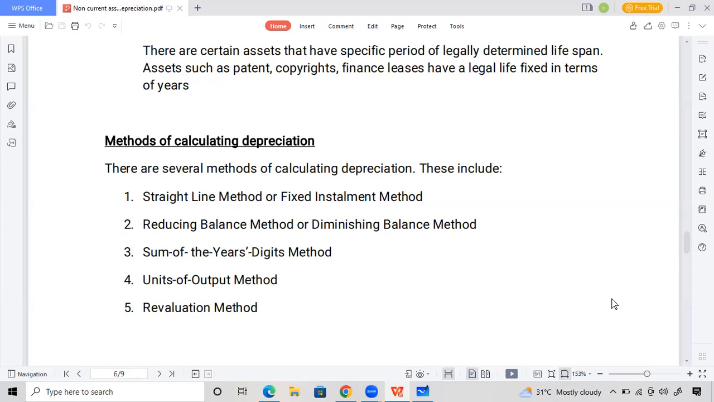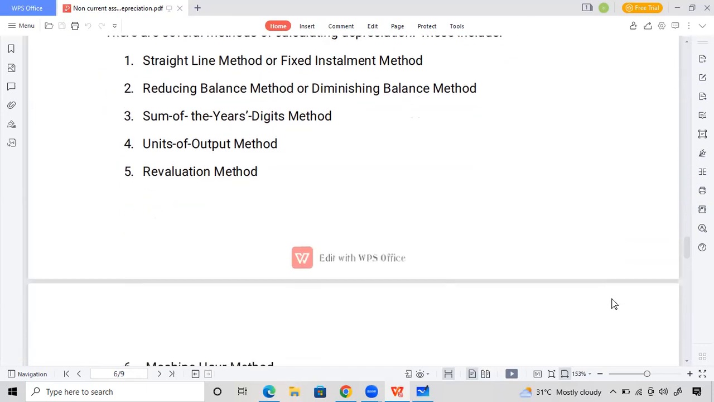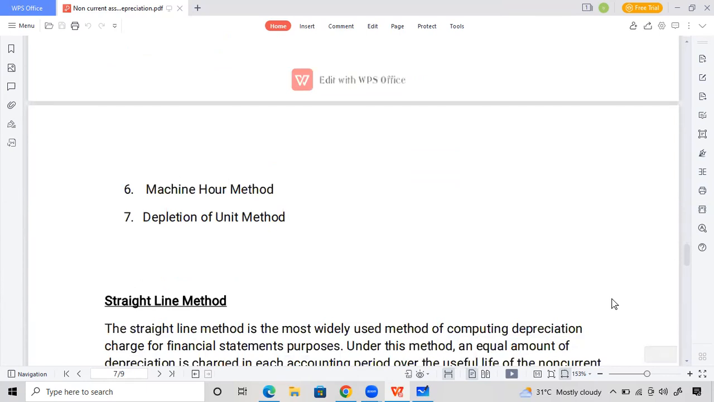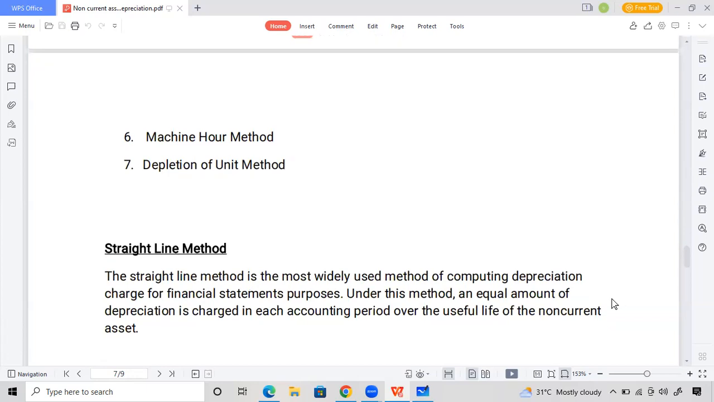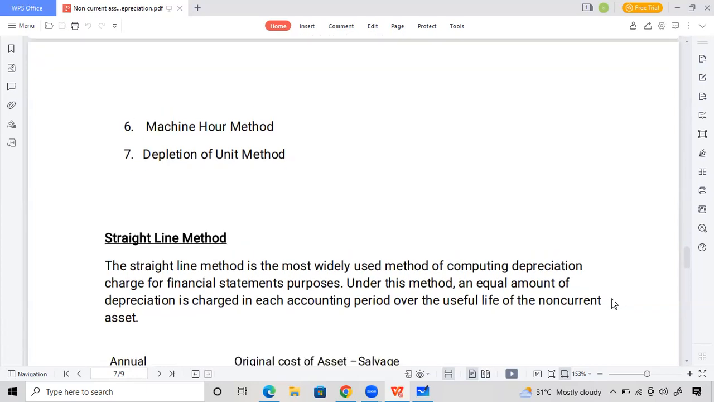Straight line method, or sometimes you call it fixed instalment method. We also have reducing balance, which sometimes you can call diminishing balance. We also have unit of output method, revaluation method, machine hour method, and depletion unit method.